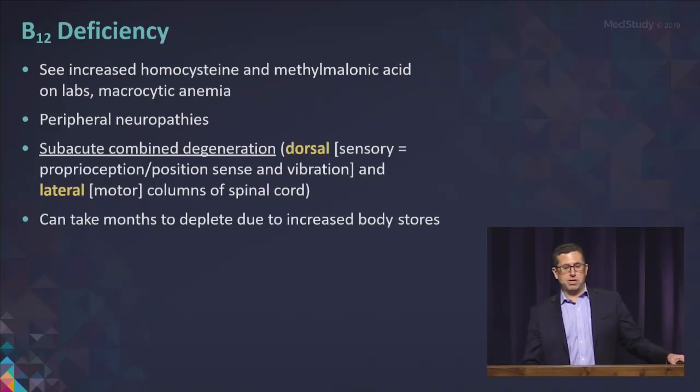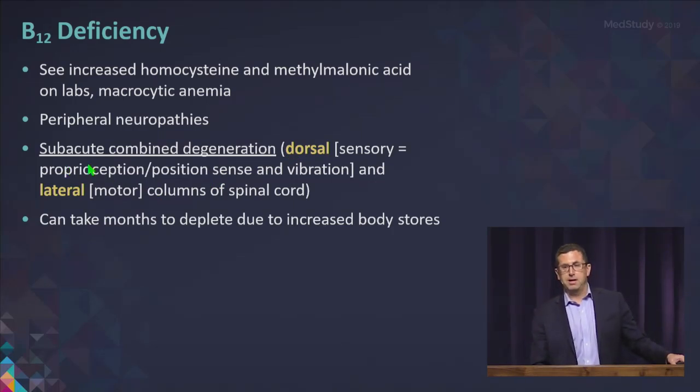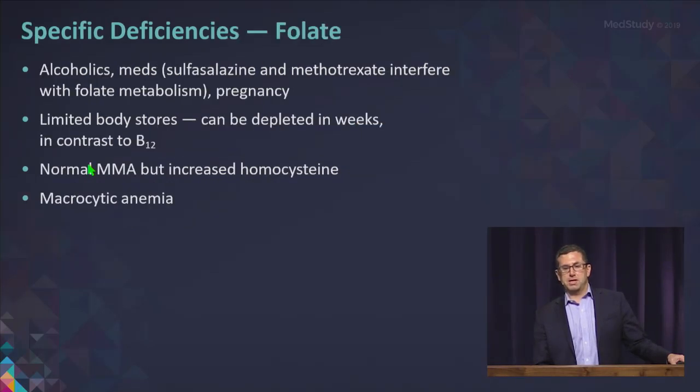When you check labs, you'll see elevated levels of both homocysteine and methylmalonic acid. That's a tip-off that vitamin B12 deficiency is significant. You could see peripheral neuropathies, and you could see something called subacute combined degeneration of the spinal cord, which involves both the dorsal and lateral horns of the spinal cord. So the dorsal horns are involved with proprioception, so that could be a key tip-off of vitamin B12 deficiency. And because B12 is stored in the liver, it could take months to deplete.